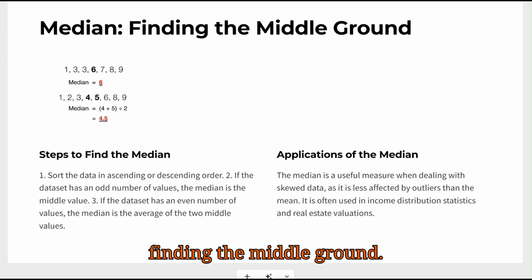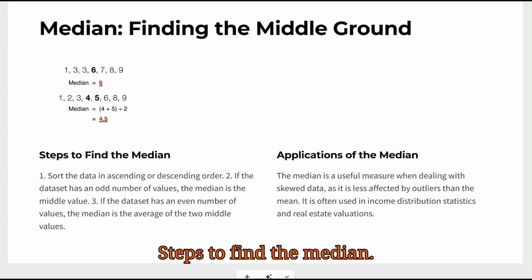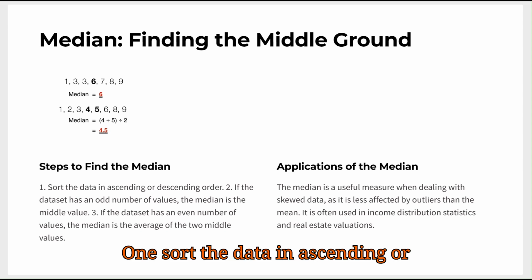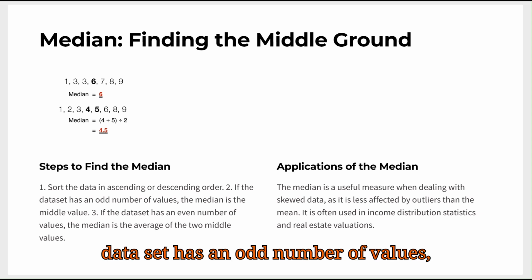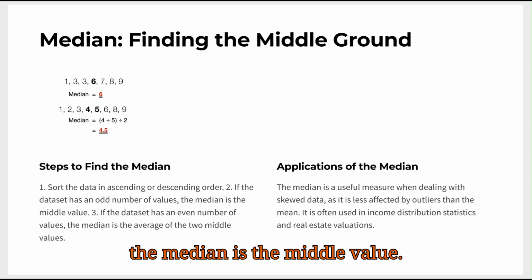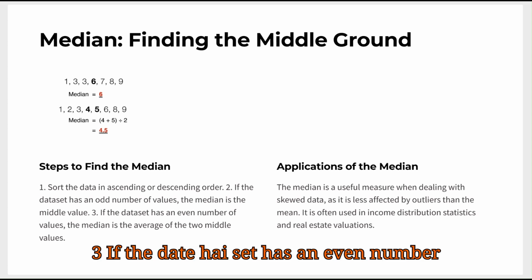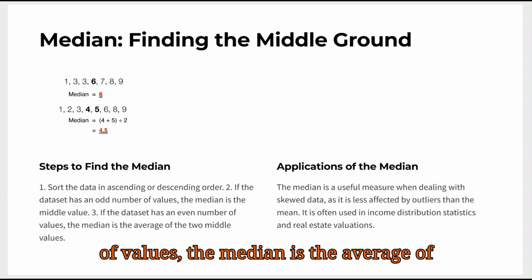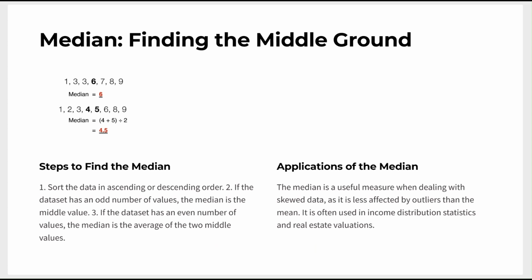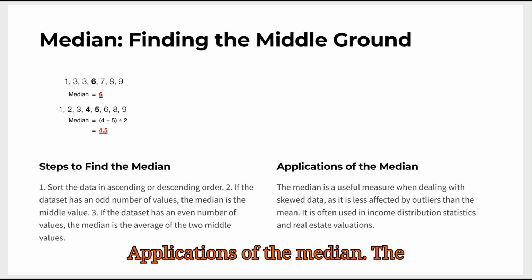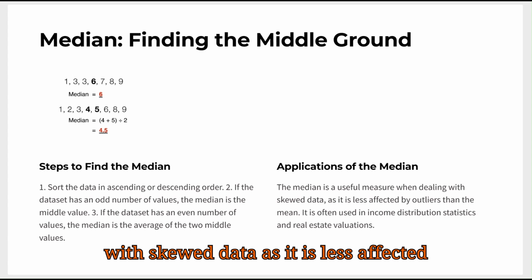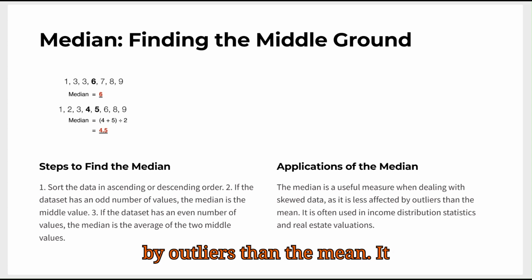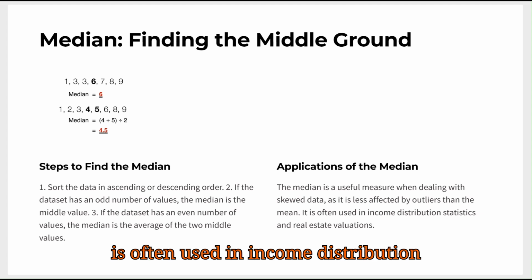Median, finding the middle ground. Steps to find the median. 1. Sort the data in ascending or descending order. 2. If the dataset has an odd number of values, the median is the middle value. 3. If the dataset has an even number of values, the median is the average of the two middle values. Applications of the median. The median is a useful measure when dealing with skewed data, as it is less affected by outliers than the mean. It is often used in income distribution statistics and real estate valuations.